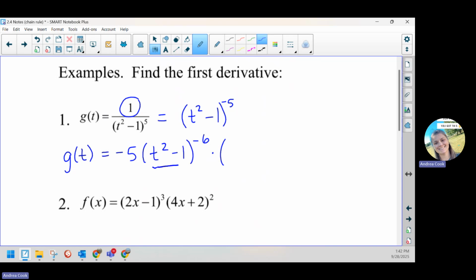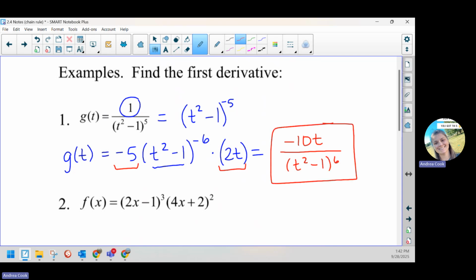So the derivative of t squared minus 1 is 2t. And then I'm just going to simplify it. So I'm going to take this negative 5 and the 2t, and multiply those together to get negative 10t. And then I'm going to take the negative exponent and move it to the bottom to turn my exponent positive. And so that would be the final answer.